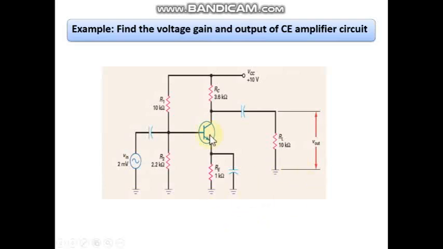Here is one example. By using this equation, we find the voltage gain and output of a common emitter amplifier circuit. So if this is the VDB circuit given to you, you need to find out the V out as well as the voltage gain. V input is 2 millivolt, R1 and R2 are 10K and 2.2K, RC is 3.6K, RE is 1K and VCC is 10 volt. RL is equal to 10 kilo.